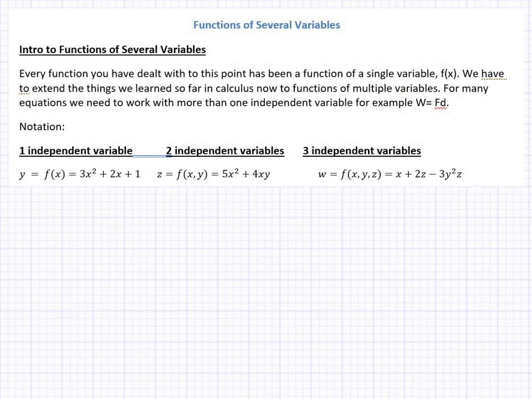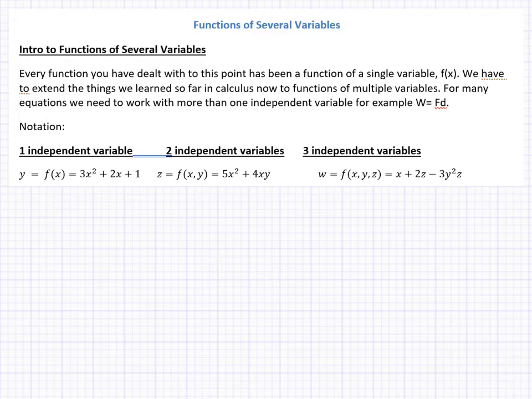Now we need to introduce probably the most important topic that's going to take us through the rest of the semester, and that is functions of several variables, multivariable functions. Calculus 3 is often called multivariable calculus, and so this is it. This is where we finally start getting into the major parts of Calc 3.